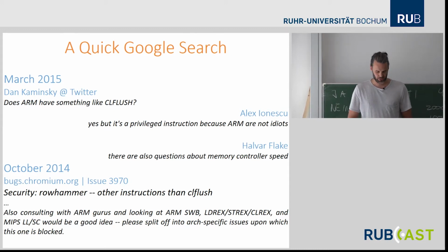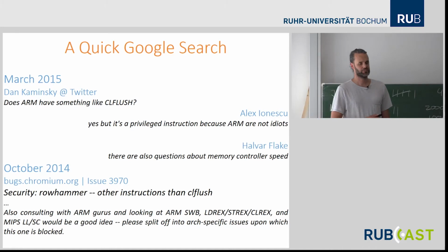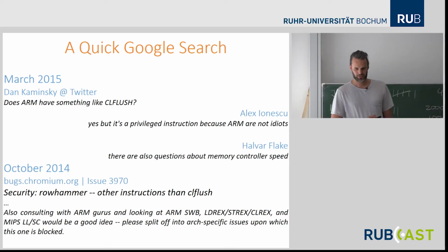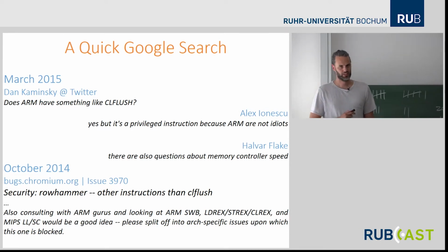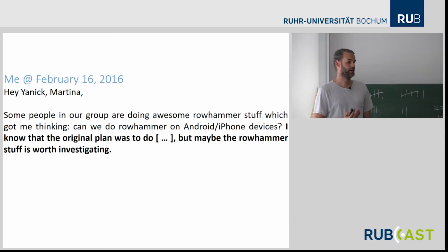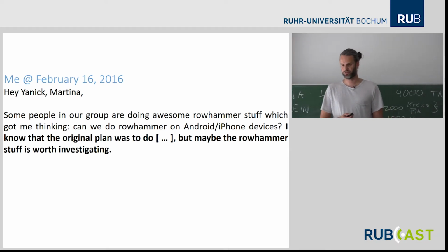It was a report, an issue on Chromium, also about Rowhammer, about whether there are other instructions than clflush that should be considered harmful. They say it might be a good idea to look at other instructions that might allow you to flush the CPU cache, to make sure that you cannot do Rowhammer on ARM. Anyway, I couldn't find any reports of bit flips on mobile devices.